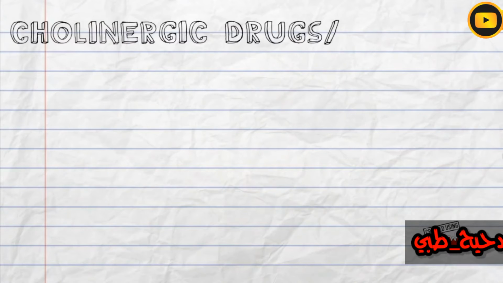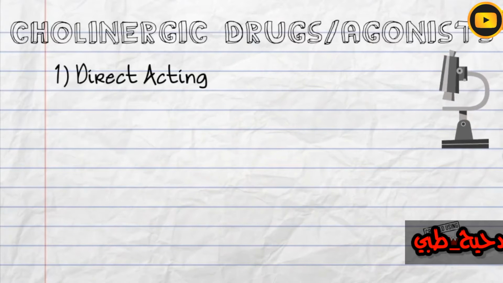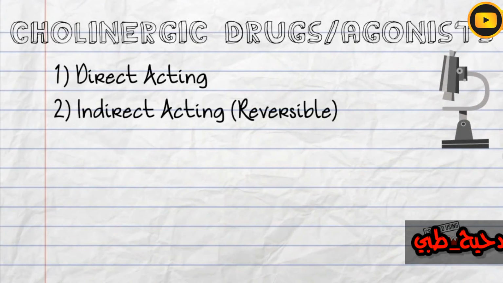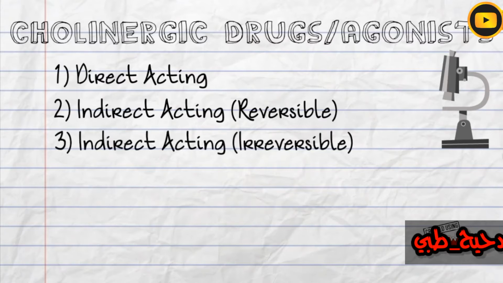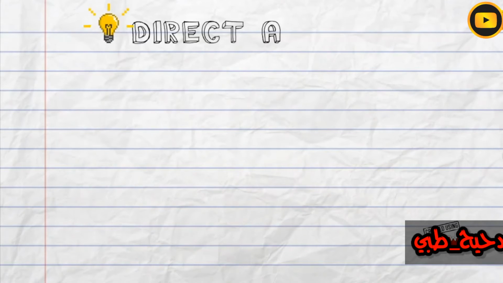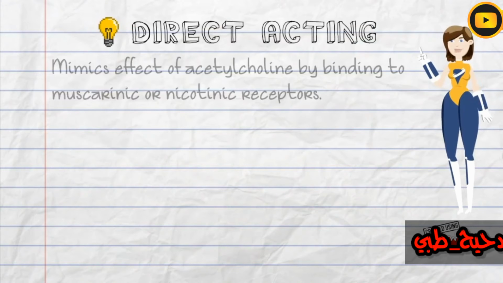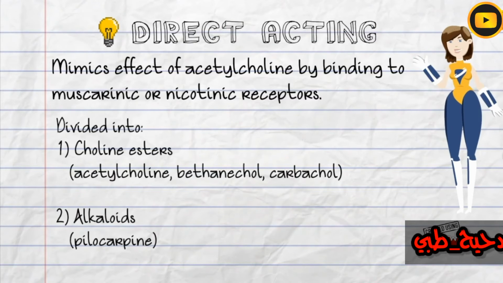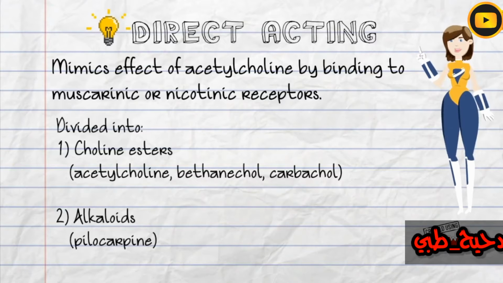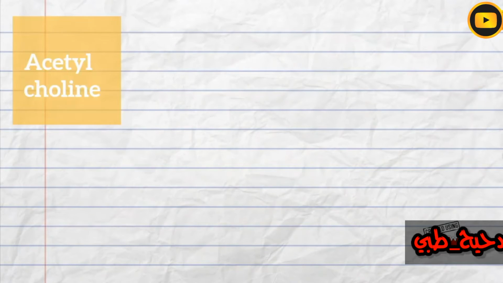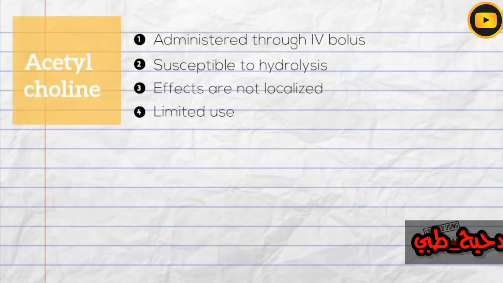Cholinergic drugs can be divided into 3: direct acting, indirect acting reversible, and indirect acting irreversible. For direct acting, they mimic the effects of acetylcholine by binding to muscarinic or nicotinic receptors. They are divided into choline esters and alkaloids. First thing we'll discuss is acetylcholine.